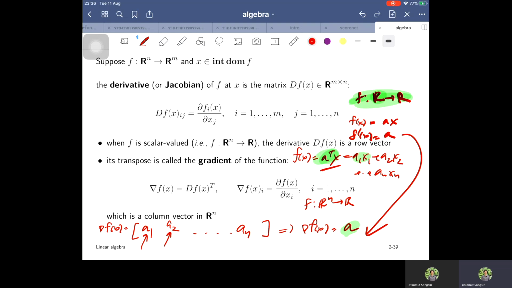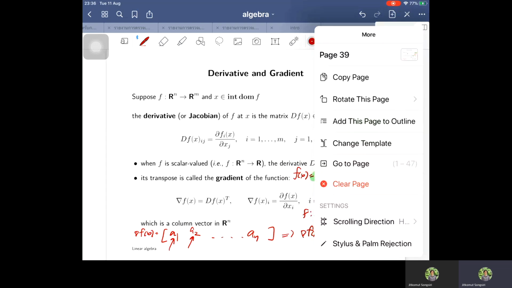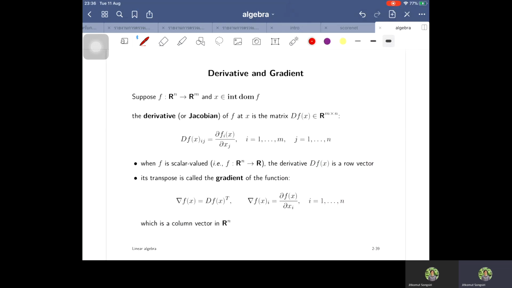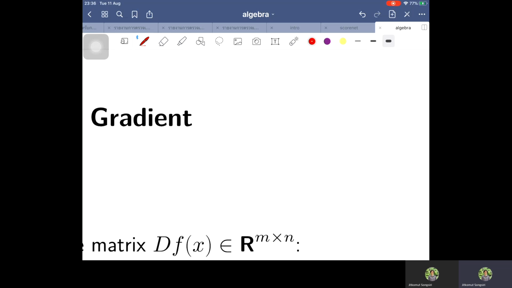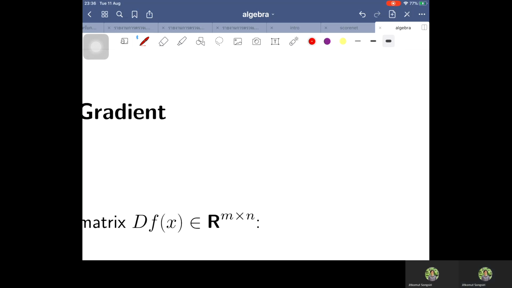Okay, now I would like to make another example. How about a quadratic function in x?